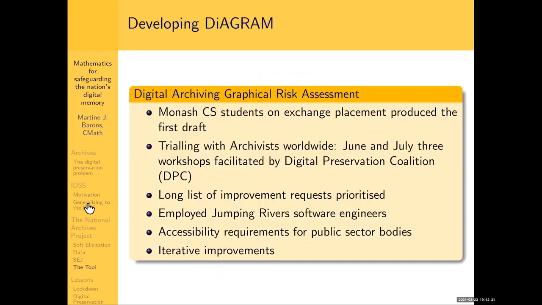So actually building the tool, it's built in R Shiny. First of all, we had a couple of Monash computer science students on exchange with me. They were very happy to work on that, and they produced the first draft, and very nice it was too. They had lots of iterations, lots of feedback from individuals at National Archive saying, you know, this isn't very clear. Can we call it this? Can you have a button here? And those kind of things.